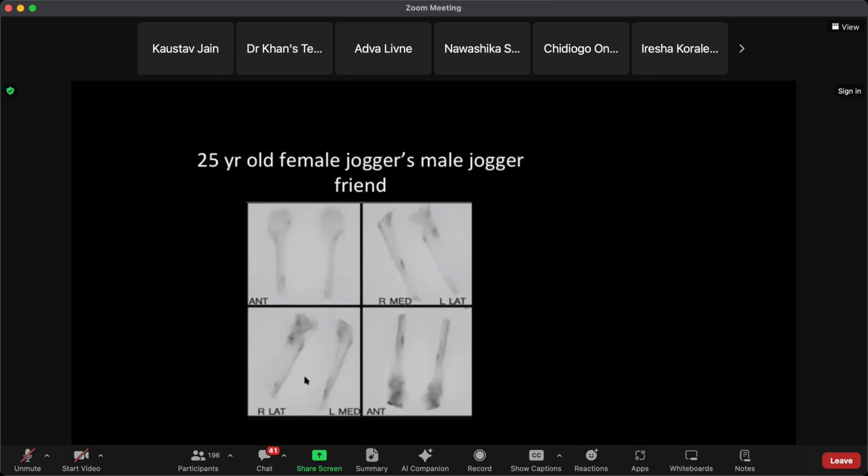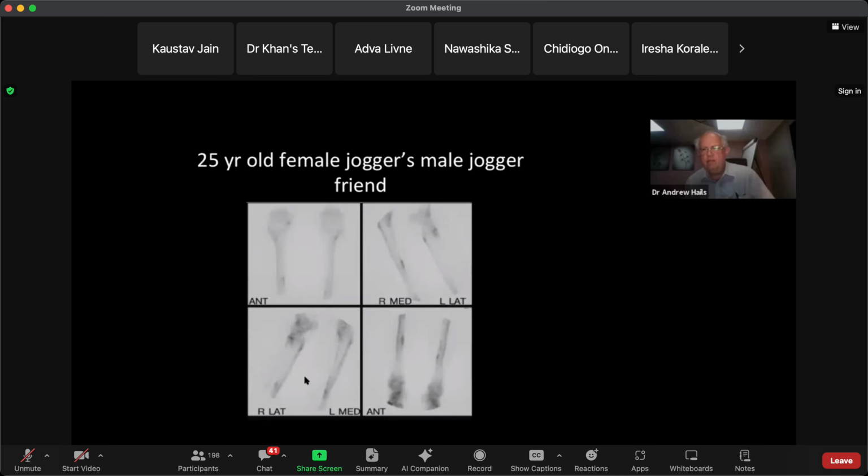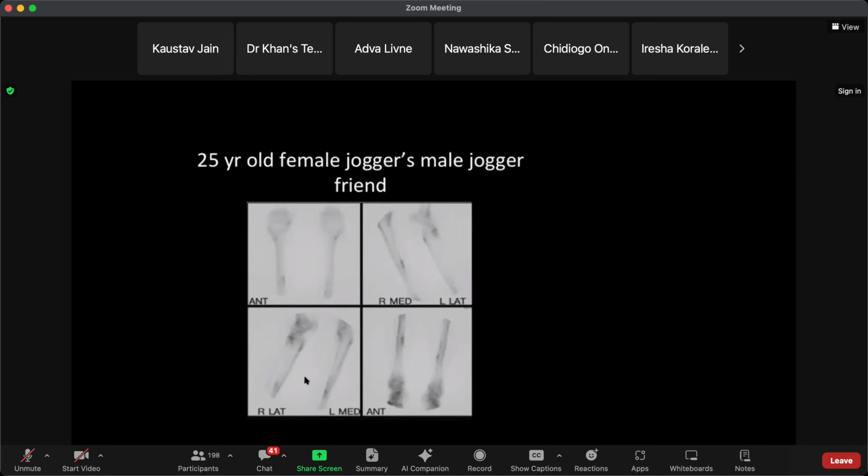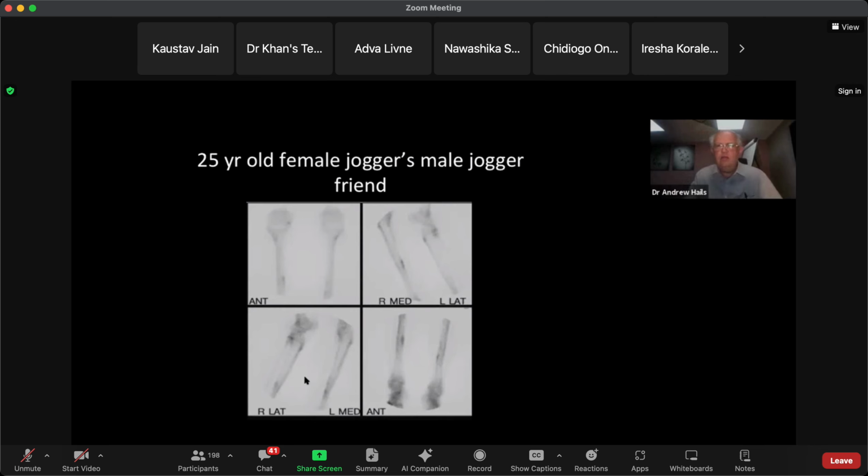So I've got anterior and lateral views of both tibia and knee joints. On the anterior view there is increased cortical uptake in the right medial posterior cortex. Yes. And less so inferiorly on the left as well. I wonder whether these represent shin splints. Okay, and that's correct.